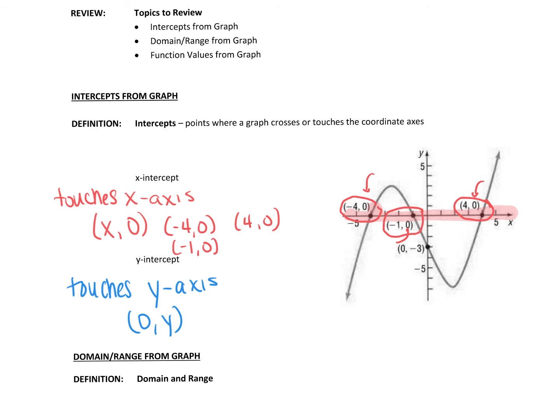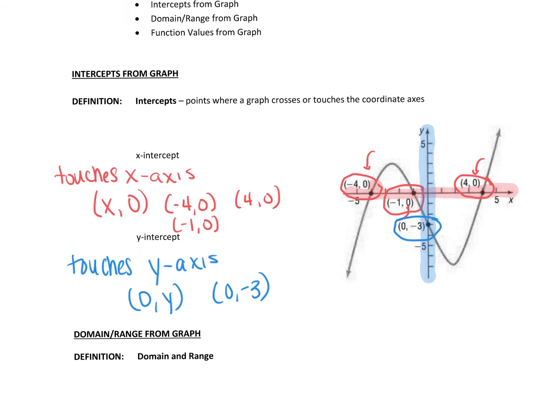And our y-intercept is where it crosses the y-axis. And here, notice it crosses the y-axis at this value down here, which is 0, negative 3. Now, I want you to notice that this graph has three x-intercepts and only one y-intercept. A function can have more than one x-intercept. However, it will always only have one y-intercept if it's a function.